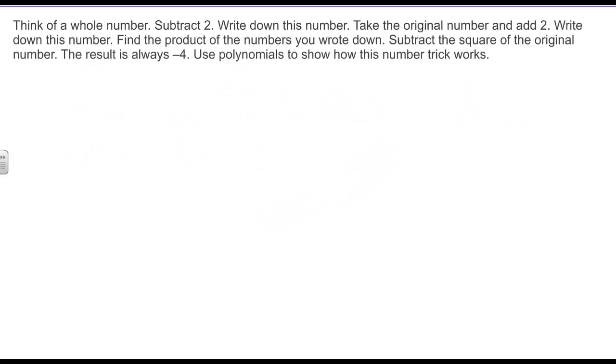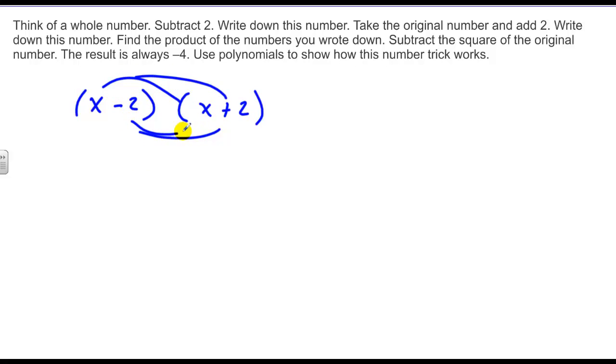Now we've got a word problem. We're going to think of a whole number. We don't know what that whole number is, so we're going to call it x. We'll subtract 2 from it and write the number down. Take the original number x and add 2 and write that number down. Then we're going to find the product of these two. So let's go ahead and FOIL that. X squared plus 2x minus 2x minus 4, which gives me x squared minus 4 since the 2x and negative 2x go away.